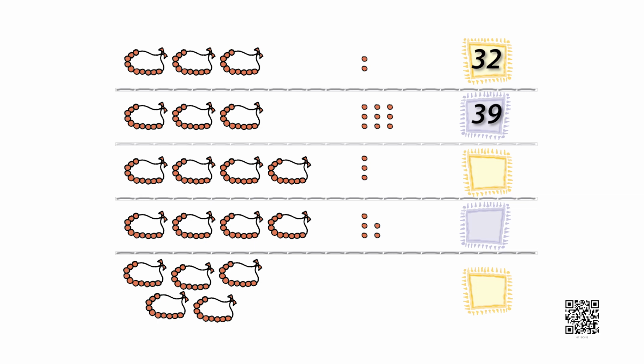And then how many loose beads? 1, 2, 3, 41, 42, 43. And how are we going to write? 4 tens and 3 ones. So, we are going to write 4, 3, 43, and that way we will answer the question how many.